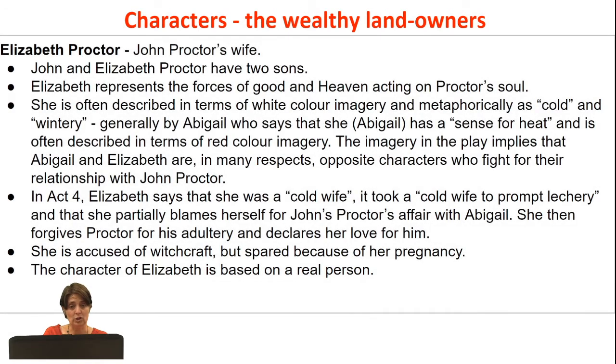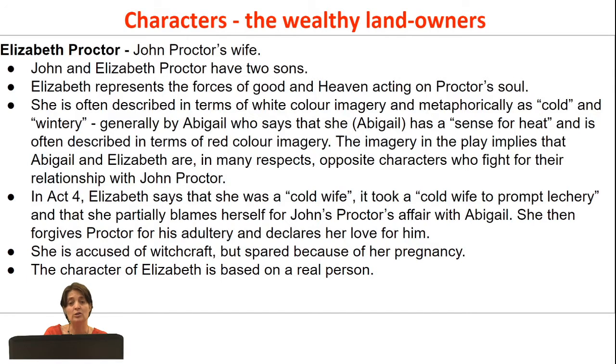Elizabeth Proctor is John Proctor's wife. Between her and John Proctor, they have 2 sons. And Elizabeth represents the forces of good and heaven acting on Proctor's soul. So sometimes she seems a little bit too good to be true, but I think that is because she symbolizes the forces of good and heaven. She's often described in terms of color imagery, where she's described in terms of whiteness. And she's also described metaphorically as being cold and wintry.